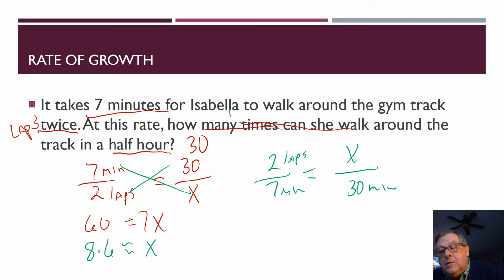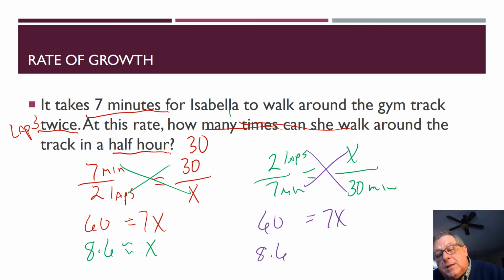Well, 2 times 30 is 60. 7 times x is 7x, and we have the same ratio, so we know we're going to get the same answer: approximately 8.6 laps that she can walk around this gym track in a 30-minute period of time at the same rate at which she walks around the gym track twice.